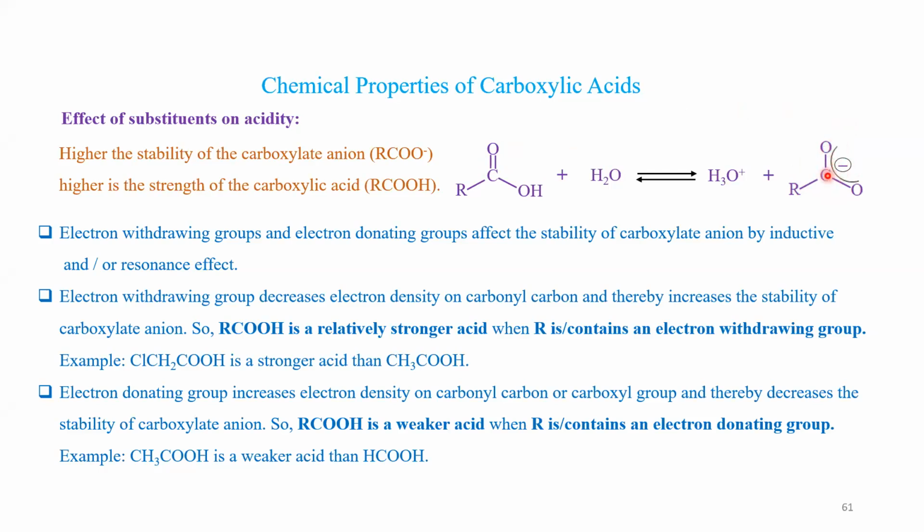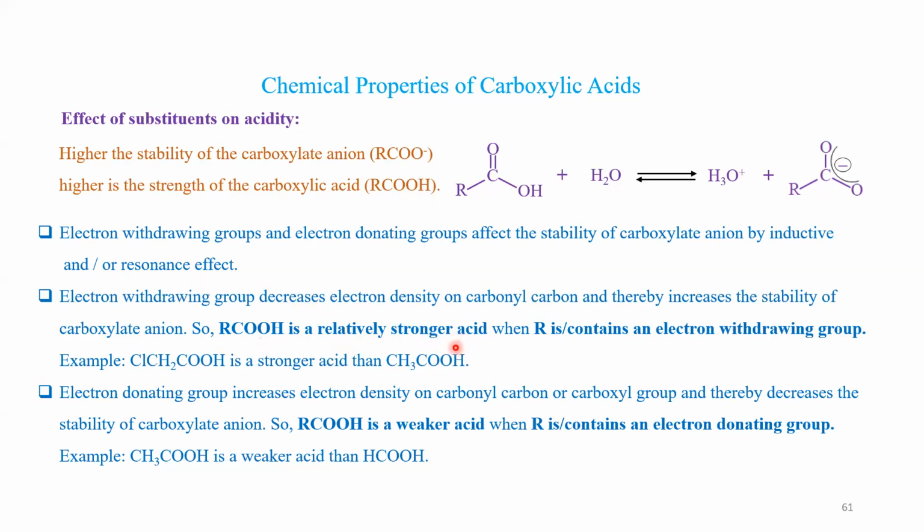So carboxylate anion will be more stable if we have an electron withdrawing group in the R. If R has an electron withdrawing group, it will be more stable and the acid will be a stronger acid. If I have an electron donating group, that will increase the electron density on the carbon. So it will destabilize. Having an electron donating group will destabilize, so it will be a weaker acid.